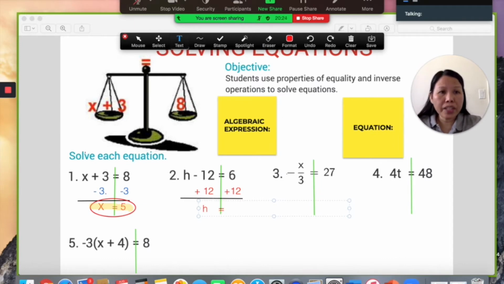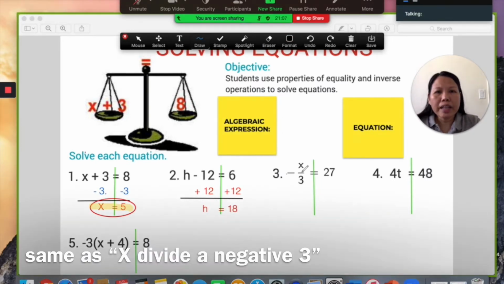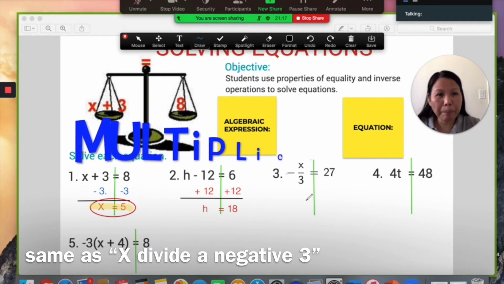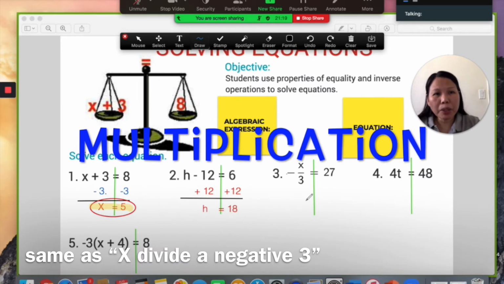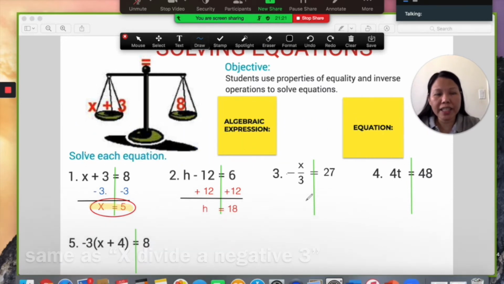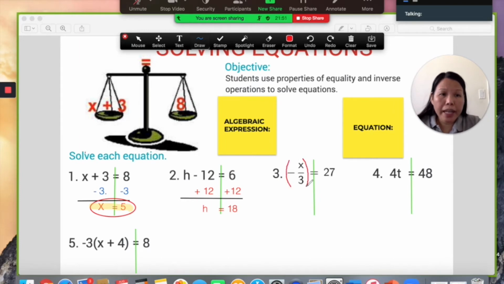Add 12 to 6. Notice that it is negative x over 3, or negative x divided by 3. So what is the inverse or opposite of dividing? Yes, if you say multiplication, you're right. Multiplication is the opposite of division. Multiply both sides by the exact same number, and I want to get rid of the negative 3 so that x can be a positive x and stay by itself.